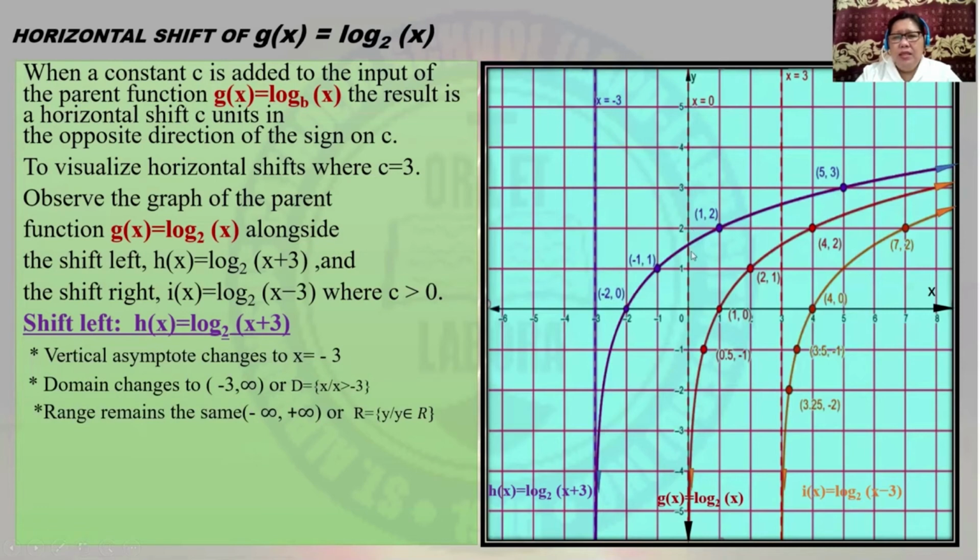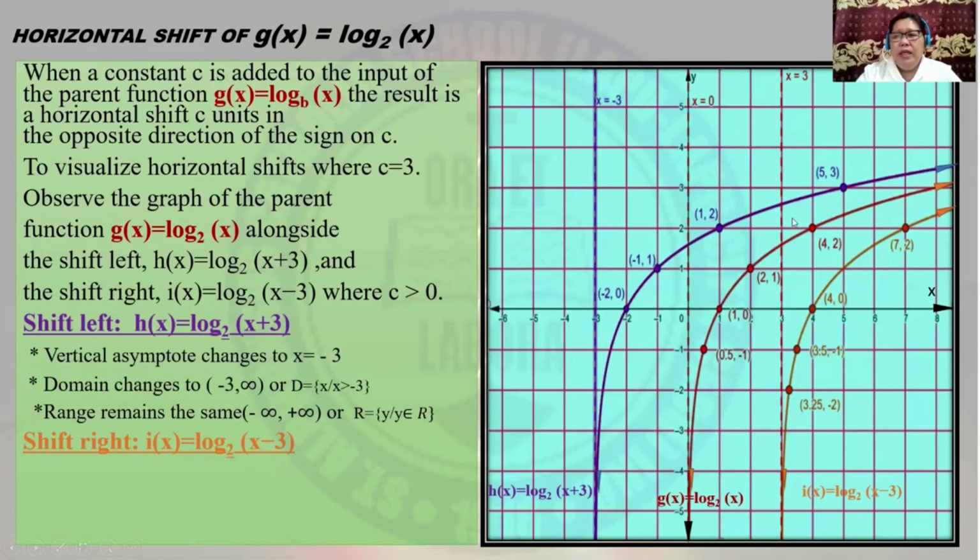So you can still use all the values of y. For the shift right, represented by i of x is equal to log of the quantity x minus 3 to the base 2, you have to take the opposite direction when it is x minus 3. You have to move to the right 3 units. From here, it's 1, 2, 3. The point now is here.